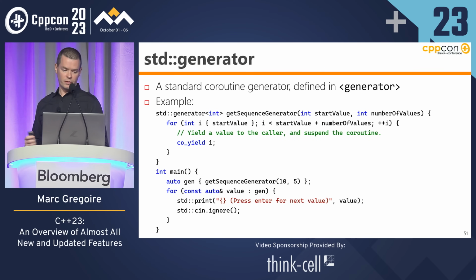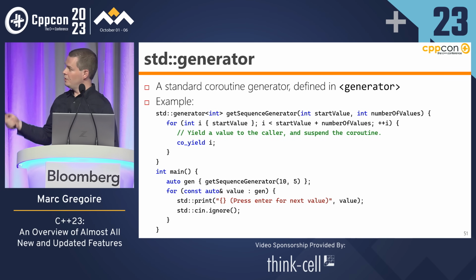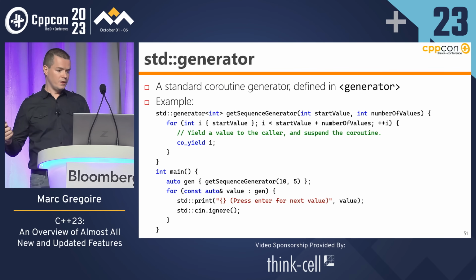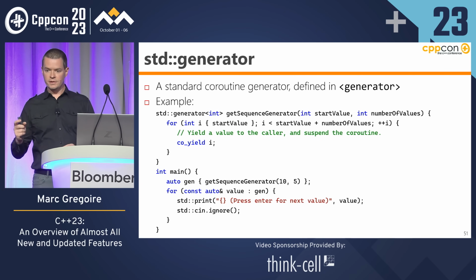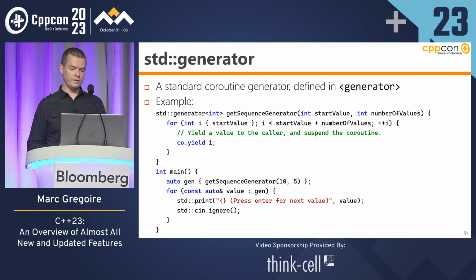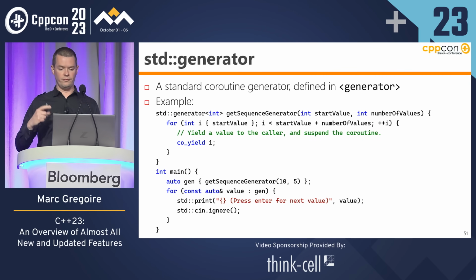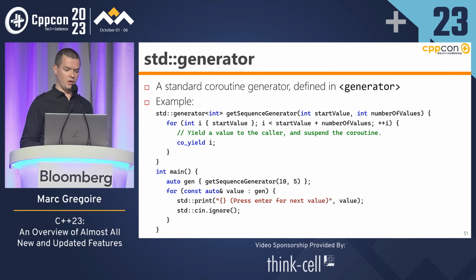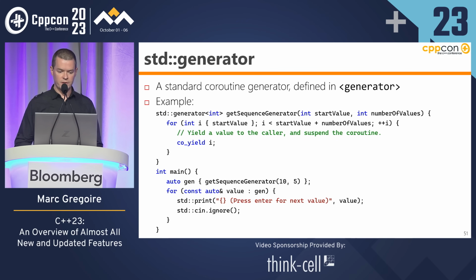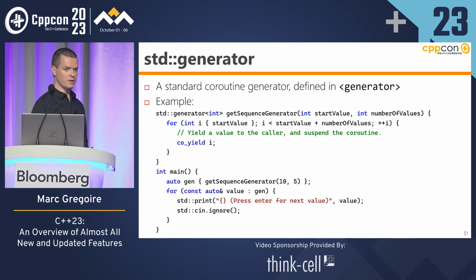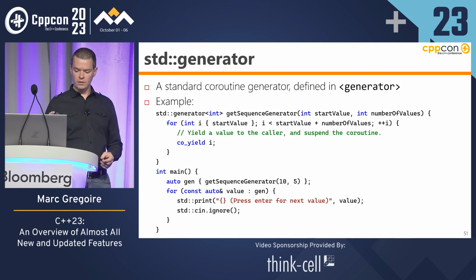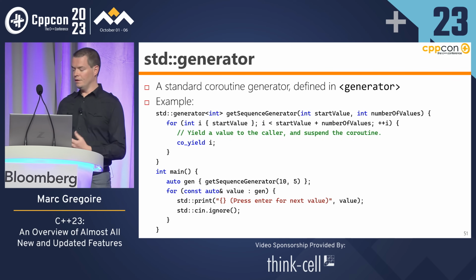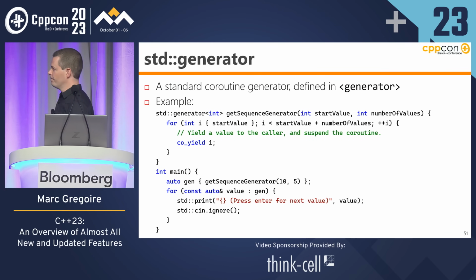What this is doing is on each iteration in main, my coroutine will resume. It will do a next iteration, and it will return or co-yield the next value of the sequence to main, which then processes it. In this case, it's just printing out the value. And then main will iterate again and resume my coroutine again.